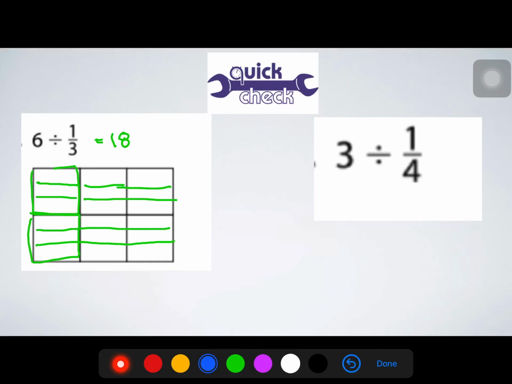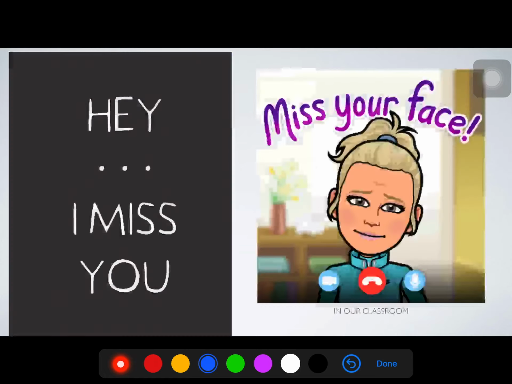The next one you can go ahead and solve numerically. I could take 3, and instead of dividing it by 1/4, I could multiply it by the reciprocal of 1/4, flipping my denominator, making it my numerator, and making my numerator my denominator. And 3 divided by 1/4 would equal 12. And that's it. There is a practice buddy and then a Nearpod check for you on this lesson.